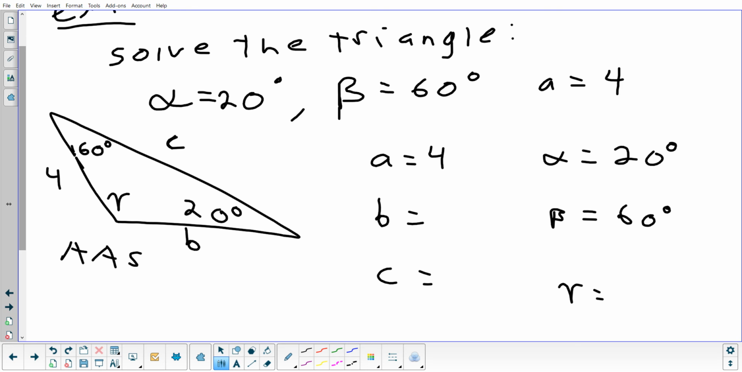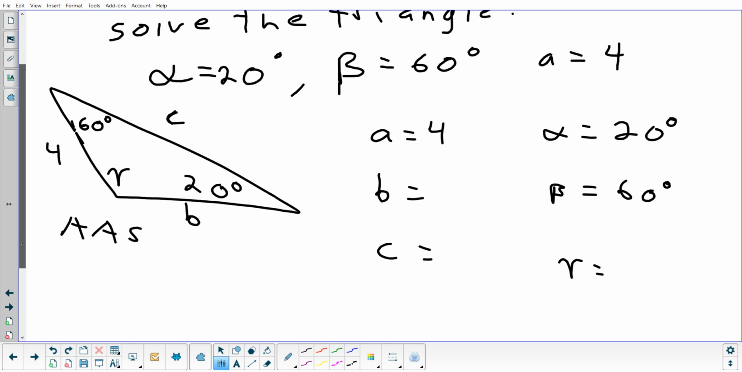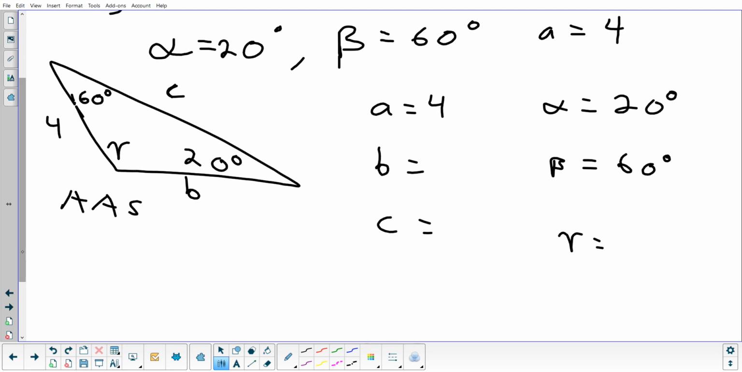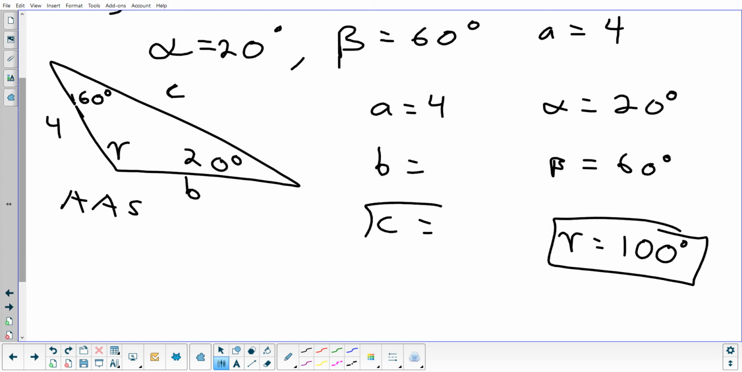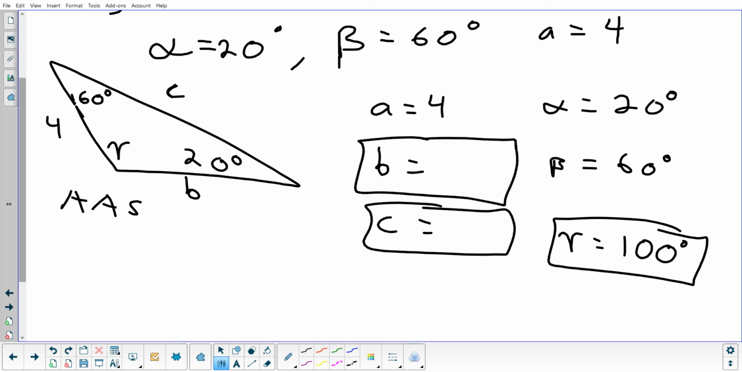Yep. So you can find gamma. Yeah, we can get gamma. What is gamma going to be? Sarah? Yeah, it's going to be 100 degrees because all the angles have to add up to 180. Let's put boxes around all the things we're going to find. And that's it. So we got gamma.